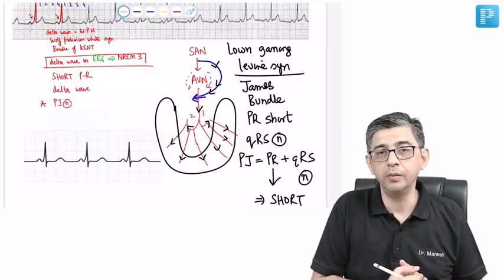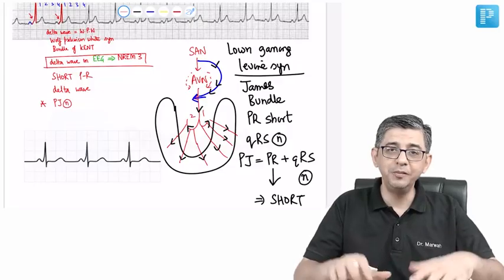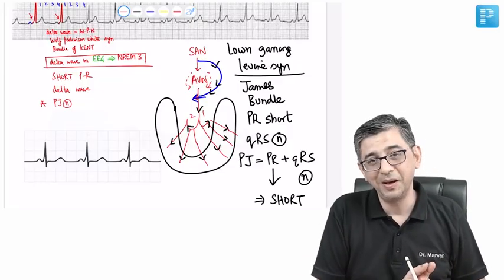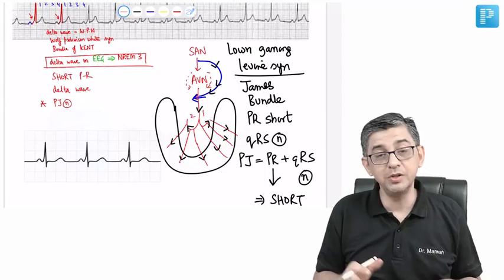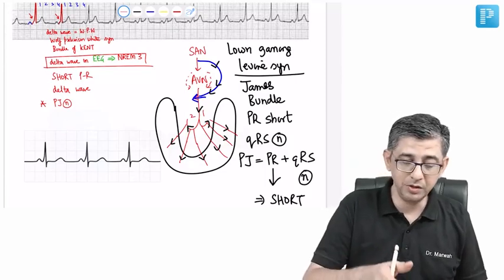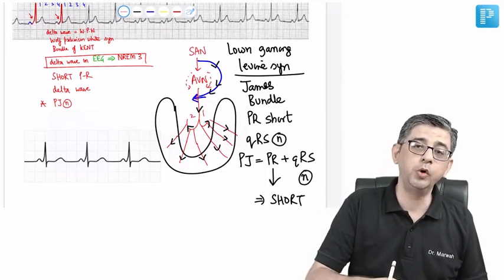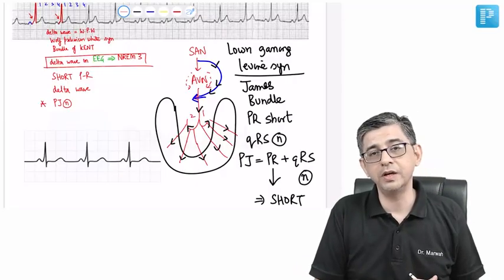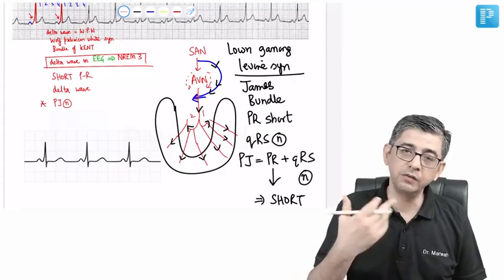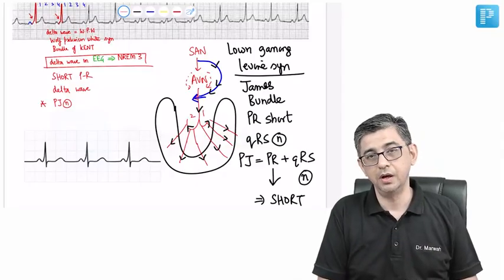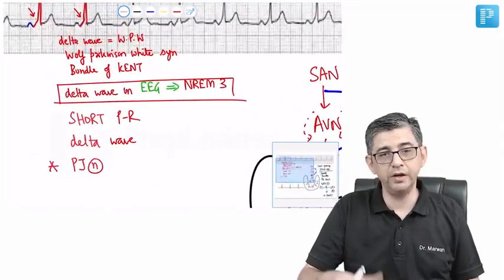Sir, this technical detail might look very minor to you, but believe me, this was asked in FMG exam. And I did talk about an INI-SS MCQ earlier. In FMG exam, the question was, what is the differentiating ECG criteria between WPW and Lown-Ganong-Levine syndrome? And the students of mine said, sir, we were looking for delta wave in the MCQ. Delta wave was not given in the choices. You know, if he gives delta wave, it's a piece of cake.